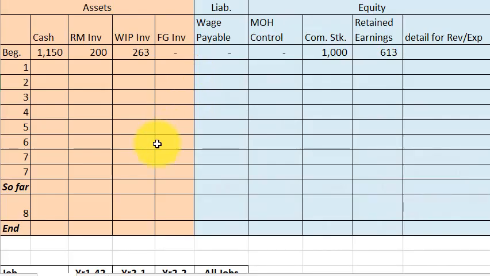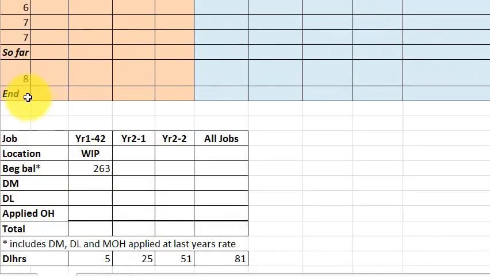Let's take a look at the worksheet near the bottom of your document that you'll be using to record the transactions. We've got beginning balances here on the first line, so very simple, very small numbers. We have a balanced balance sheet to start with. You'll notice that there's a beginning raw materials inventory of $200 and there's a beginning work in process inventory of $263. Beneath our transaction analysis worksheet, you can see a highly simplified version of some job order cost sheets.